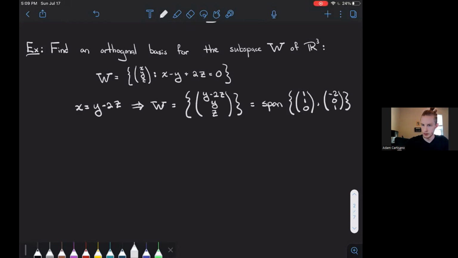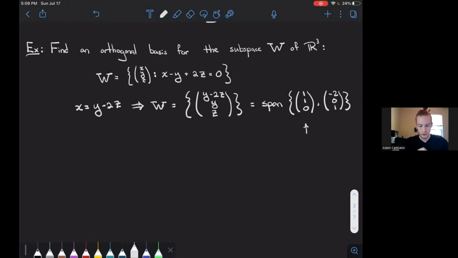But they are not orthogonal. You can check that by doing a dot product. Their dot product is negative 2, not 0. So, okay, there is a general process for finding an orthogonal basis. It's called Gram-Schmidt orthogonalization, and that is the topic of 5.3. For now, we're just going to use brute force. So notice the dimension of W is 2.